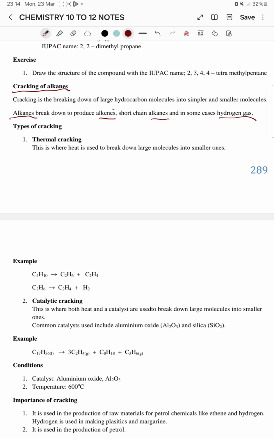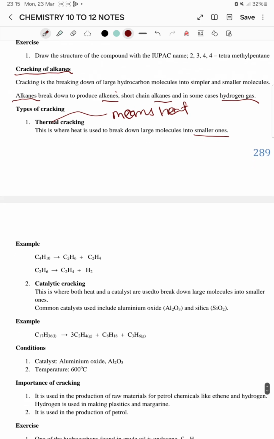Now we have types of cracking. Thermal cracking. The word thermal means heat. So this is where heat is used to break down large molecules into smaller ones.